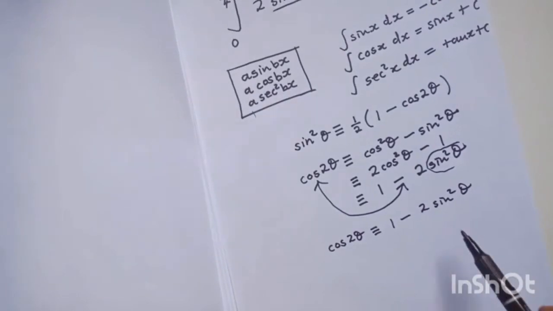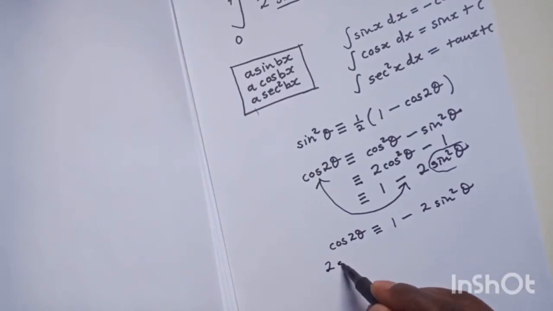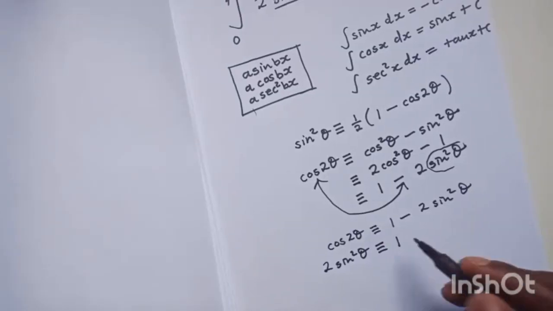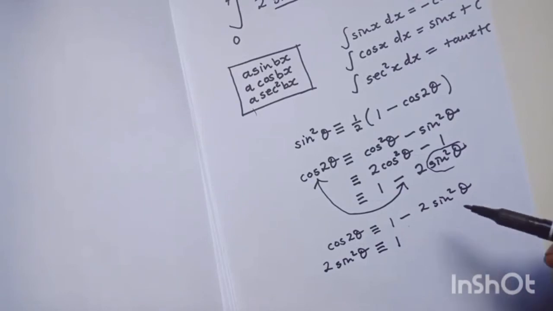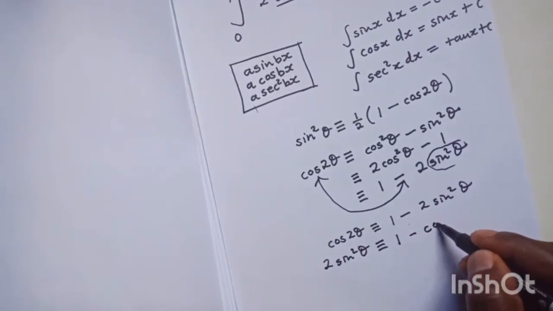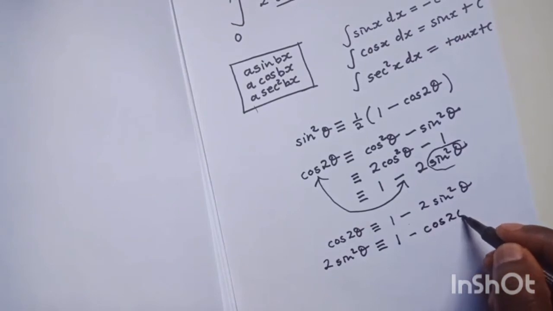So the first thing, you move 2 sine squared theta to your left side. You get 2 sine squared theta. Then you will be left with 1 on your right side. Then you move cos 2 theta to your right side. It gives you minus cos 2 theta.